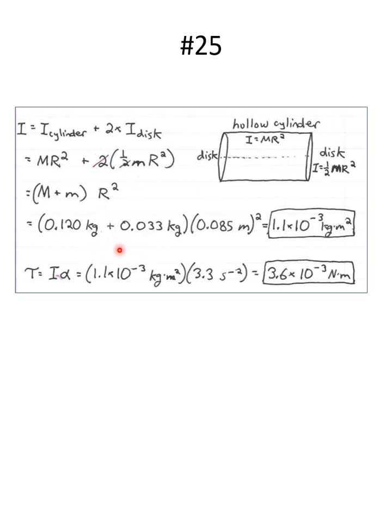Now the values given in the book were in grams and centimeters. Let's keep it all in MKS units, so kilograms and meters. And you should get 1.1 times 10 to the negative 3 kilograms meters squared. Once you know that, finding torque is easy. It's giving the alpha, so torque equals I times alpha. So moment of inertia times the acceleration, and you should get a torque of 3.6 times 10 to the negative 3 Newton meters.